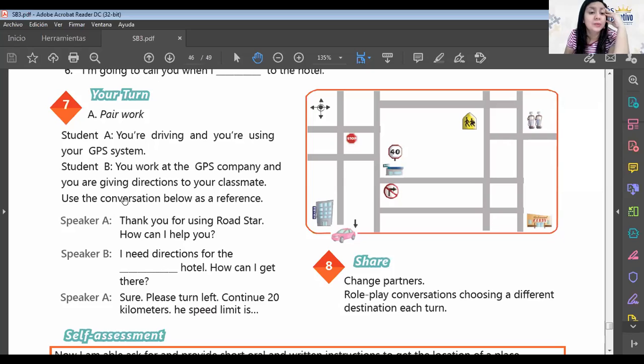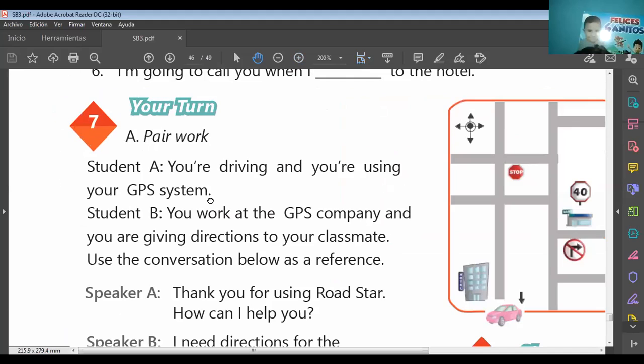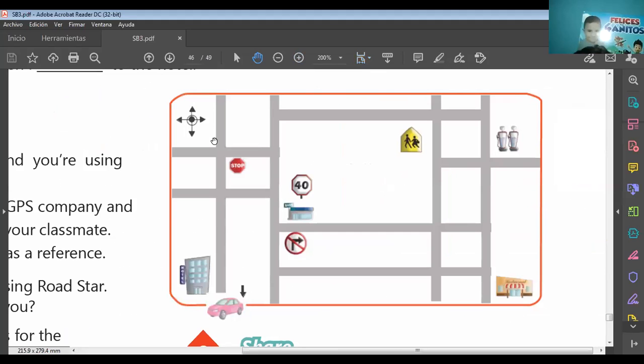So you are going to write a conversation with your partner about how to get to a place. Here we have, for example, the gas station, we have a restaurant, we have a school, we have this is a bank. I cannot see that well. Yes, bank. It's a bank. Okay, and if you want, you can include other places.